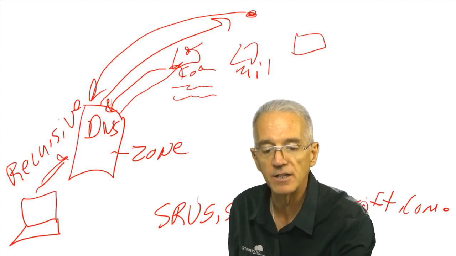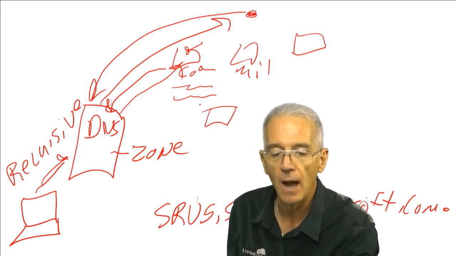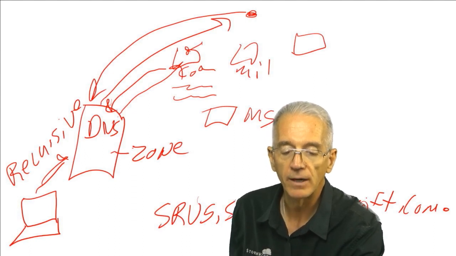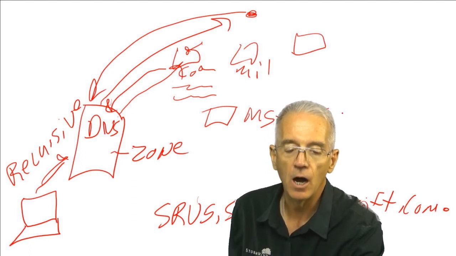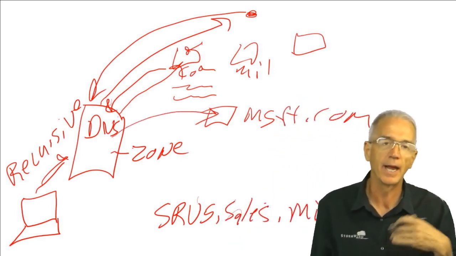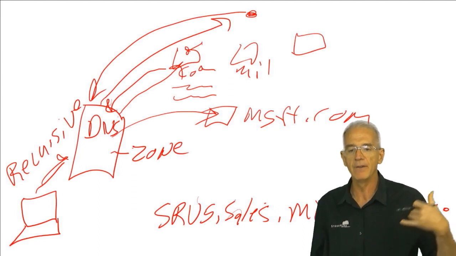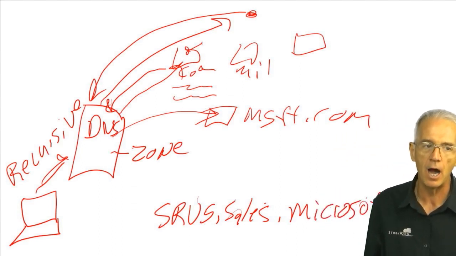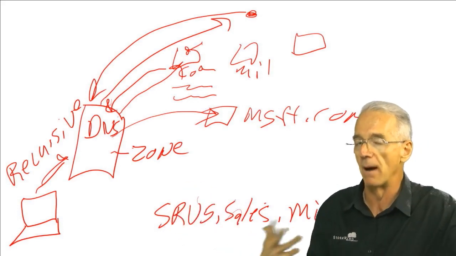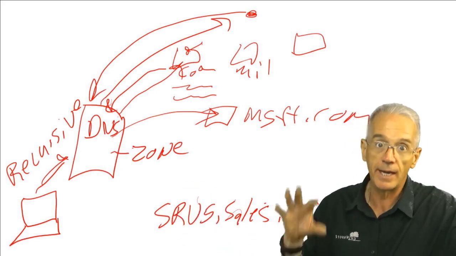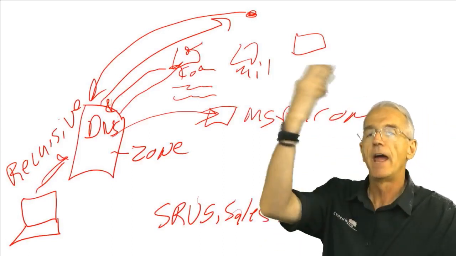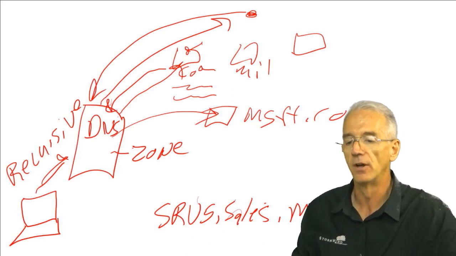So then it gives me the IP address of the Microsoft.com name server. So I send that query over to Microsoft.com saying, hey, I'm looking for server5.sales.microsoft.com. Can you help me out? And if Microsoft stores everything in the Microsoft.com zone, then it would go into the zone file, dig through it, find it, and then say, hey, here's the IP address.